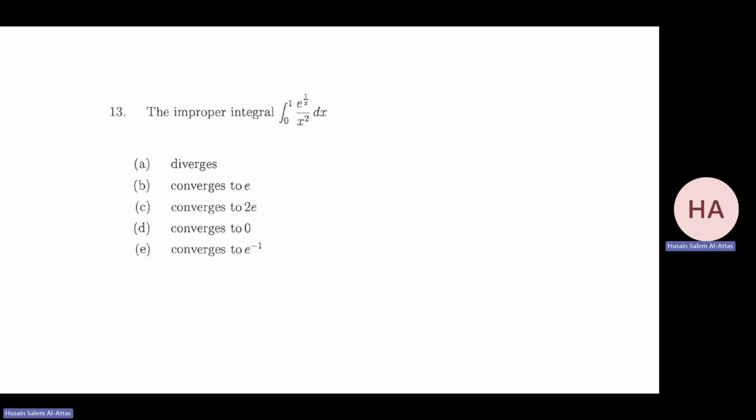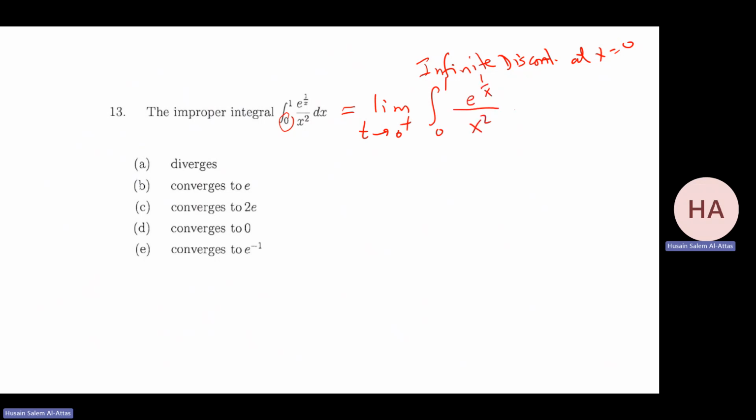Okay. Improper integral. Where's the problem? The problem is at 0. I have an infinite discontinuity at x equals 0. So what I will do, I will change this into a limit: the limit as t goes to 0 from the right, of the integral from t to 1 of e to the power 1 over x squared dx.